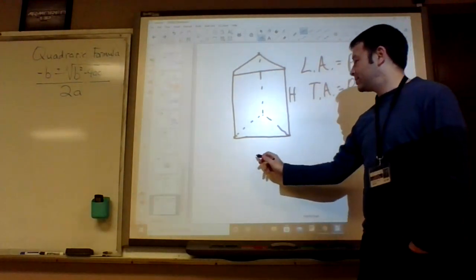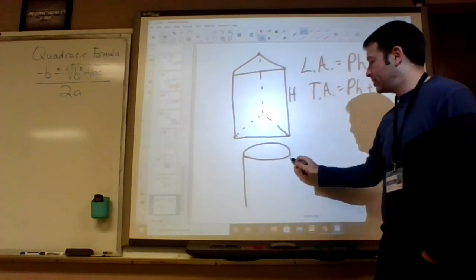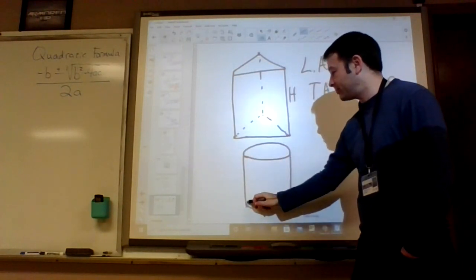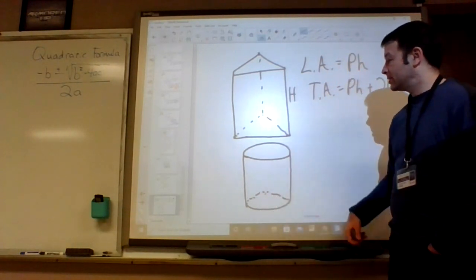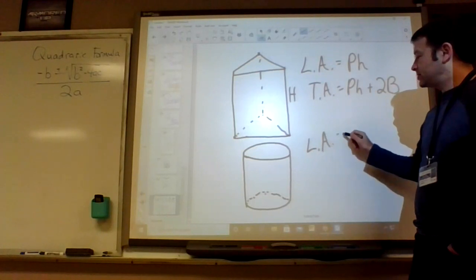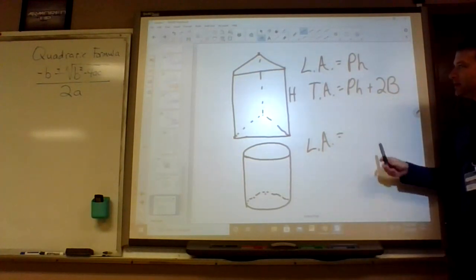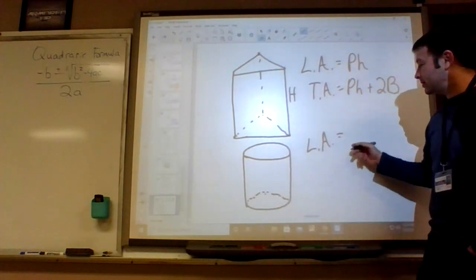Similar to that, on the same assignment, this is Monday's assignment, we also did cylinders, because they're basically like prisms, but with circles instead of polygons. For the lateral area, you do half of the... No, you're thinking of Tuesday's. Instead of perimeter times height, it's just circumference times height.